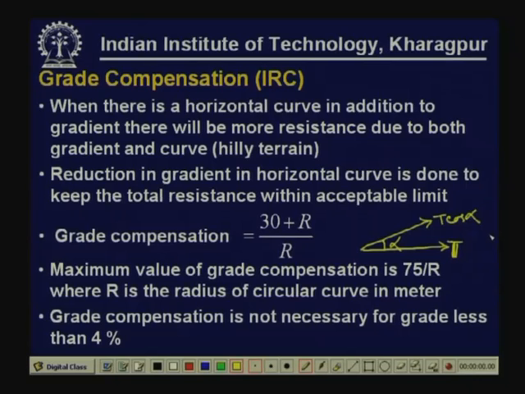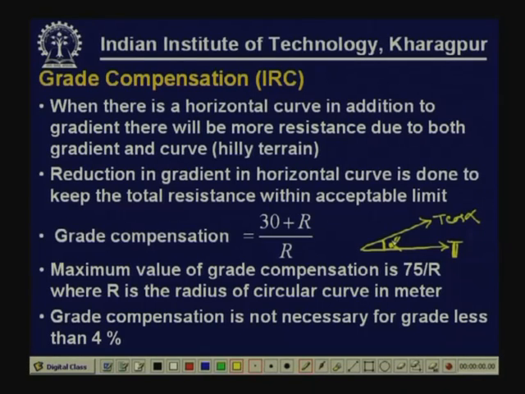In the curve resistance, the loss is T into 1 minus cos alpha. Similarly, due to the gradient also, there will be additional loss depending on this angle. And this angle will obviously be more when the grade is more or a steeper grade is used. Therefore, to avoid this excessive loss, which will affect the vehicle movement as well as the overall traffic operation on roads, it is necessary to go for grade compensation.